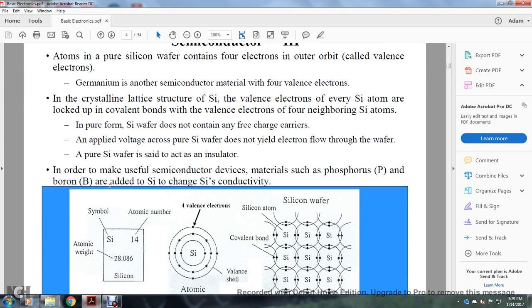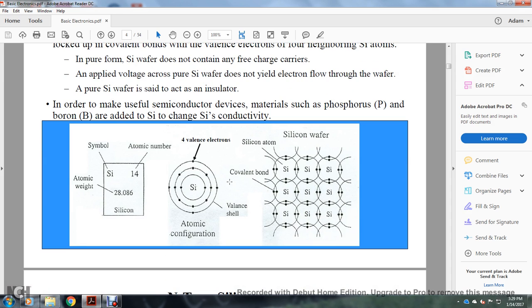In order to make use of semiconductor devices, materials such as phosphorus and boron are added to silicon to change silicon's conductivity. Silicon's atomic number is 14. Atomic weight is 28.064. Its valence shell has 3 orbitals with 4 electrons on the outside. This shows the single covalent bond of a silicon wafer.